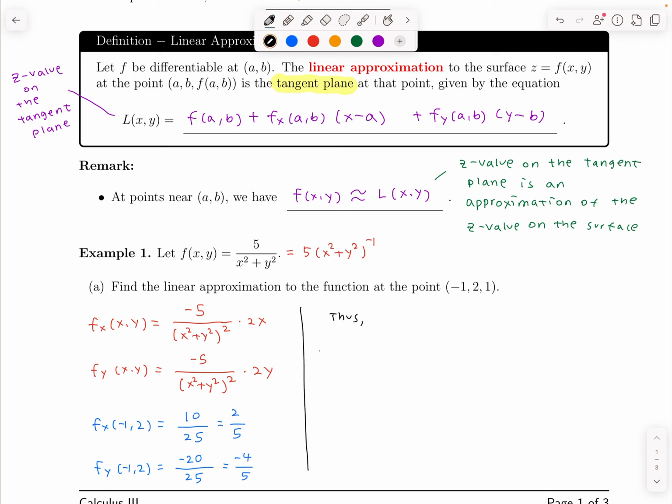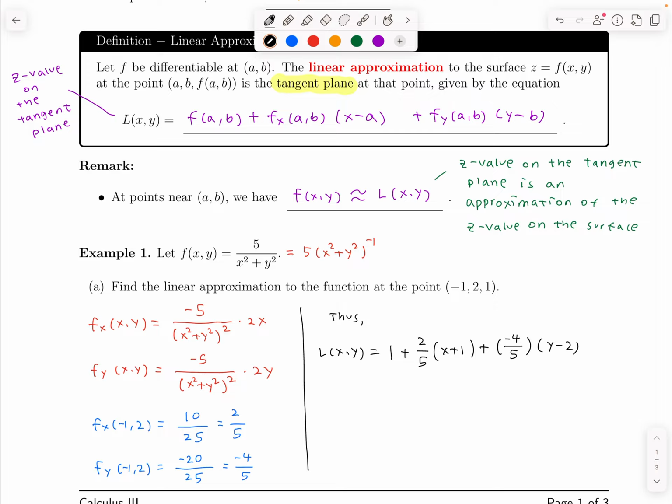Thus your linear approximation will be your z value plus your partial derivatives times (x minus x value), (y minus y value). So you have 1 plus 2 over 5 times (x plus 1), and then minus 4 over 5 times (y minus 2). So this will be your linear approximation.